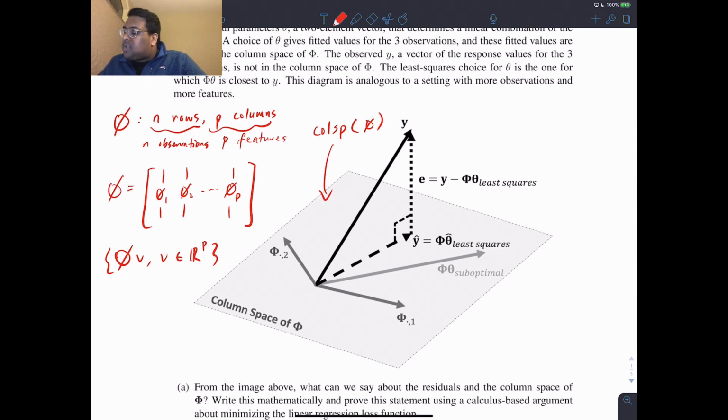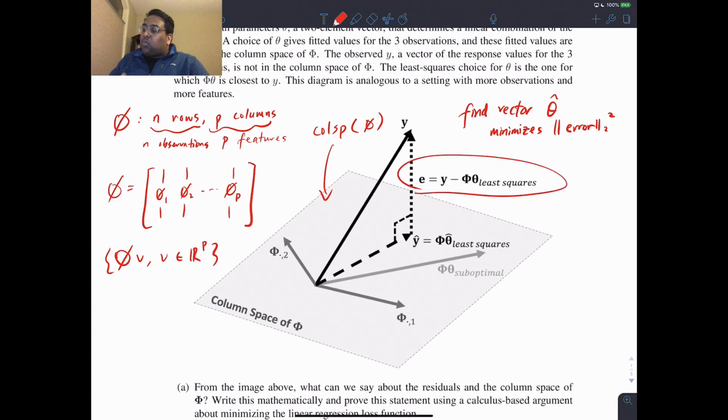Our job is to find the vector theta hat that minimizes the norm of the error. What's the error in this case? We'll define the error as the difference between y, which is our true observation, which is not in the column space of phi, just some vector, it's the true results that we have, and phi times theta hat. Theta least squares is just theta hat. We want to find the vector theta hat that minimizes the norm of this error.